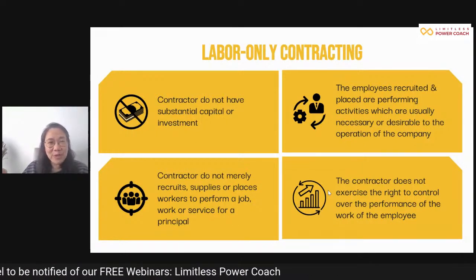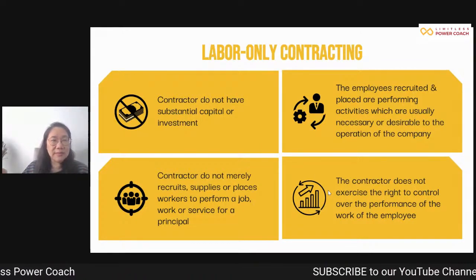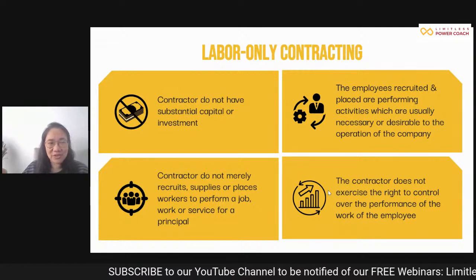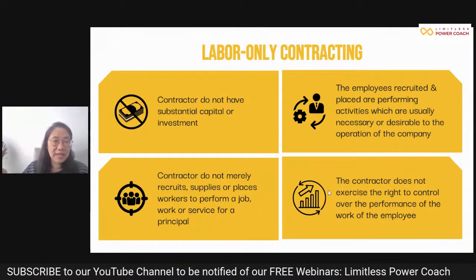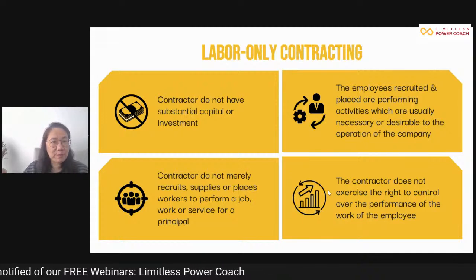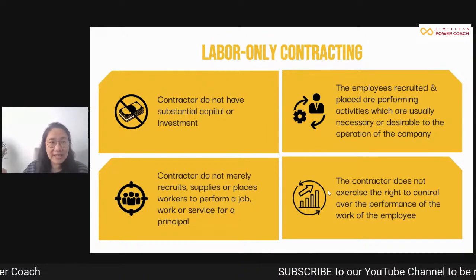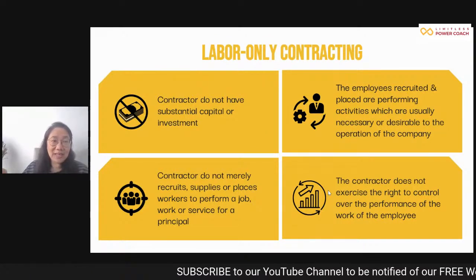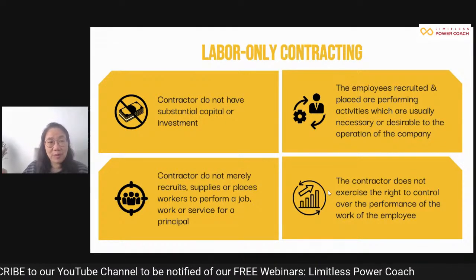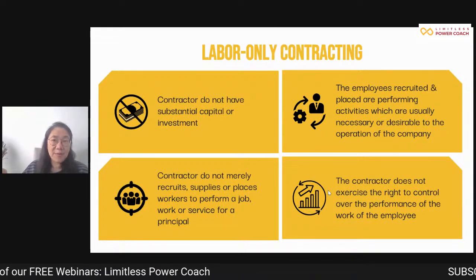Which is why when you consider a particular operation of the business not core or not necessary and desirable, you should be able to provide indicators or guidelines. If the principal is the one specifying how work would be done, or has the right to control the performance of the employee, then it's labor-only contracting. And in labor-only contracting, as we are all aware, the employee is not the employee of the contractor, but the employee of the principal.